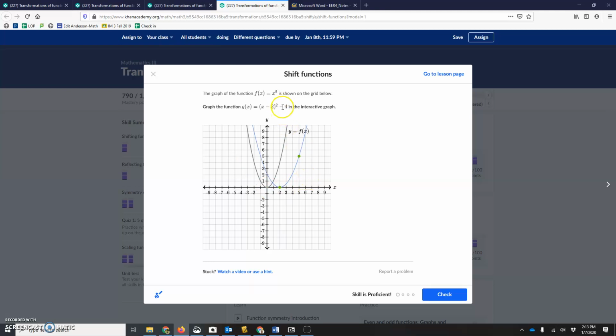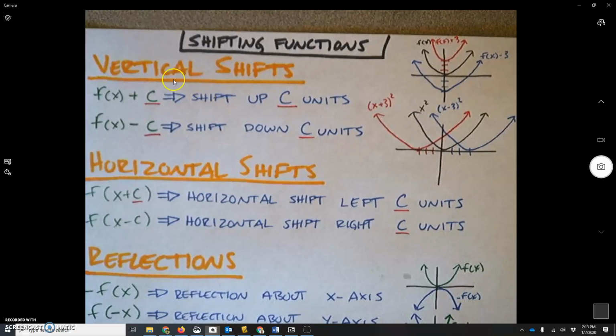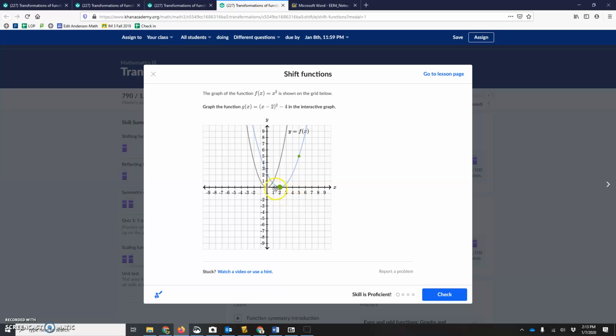And then we have a negative 4 back here. So let's look at what the negative 4 does. Okay, so that's a vertical shift. Minus some number, it's c, so minus down 4 units. So we need to bring that vertex down 4 units.